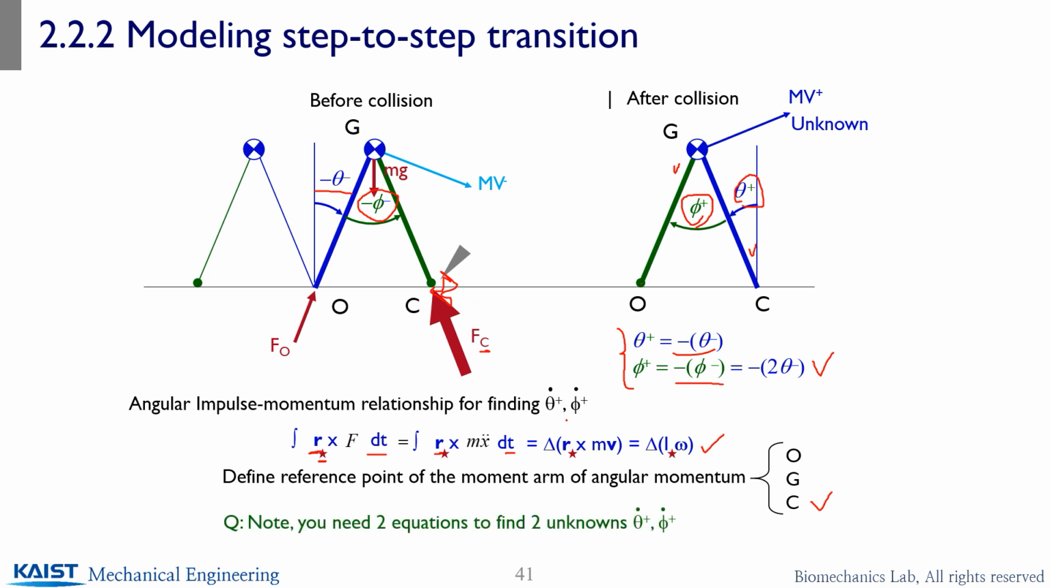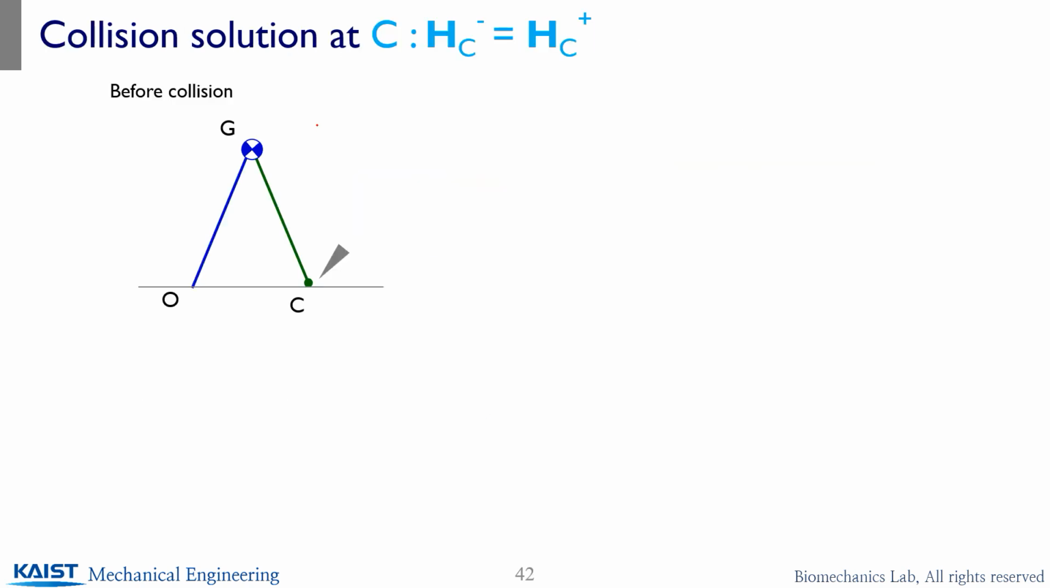So we are going to do similar steps for the bipedal model. Note that in the previous rimless wheel example, we used the angular momentum conservation relationship to obtain omega plus. Since you have two unknowns for the bipedal model, you may need another equation. That's what we are going to talk about later. With respect to the collision point C, even though there's a large impulsive force, you have a zero moment arm. So before and after collision, angular momentum will be conserved.